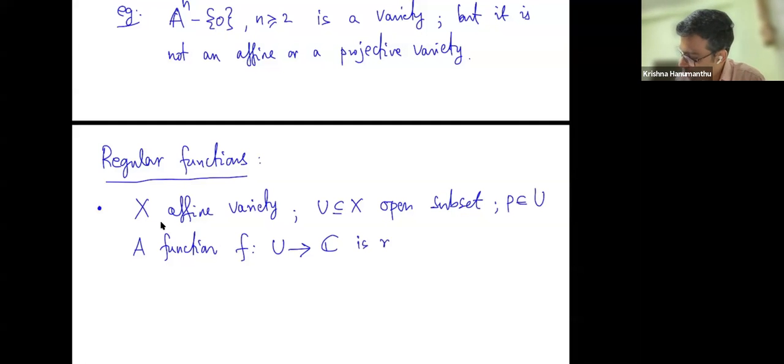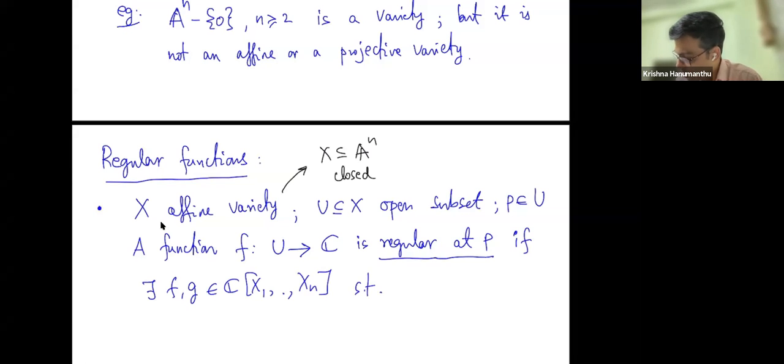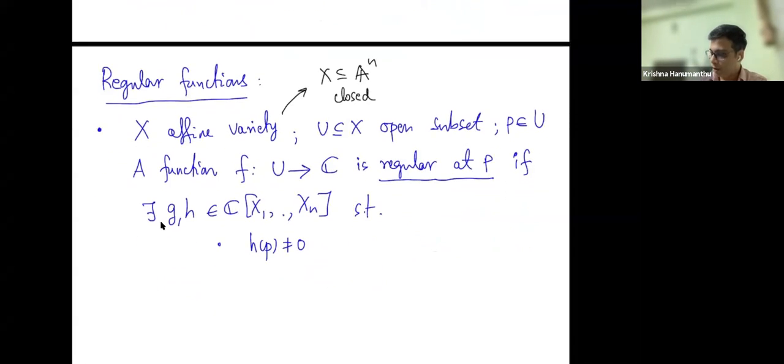Fix a point P in U. A function is said to be regular at P if there exist polynomials. Remember, if X is an affine variety, it by definition sits inside some A^n as a closed subset, so I have a priori fixed an n. These should be polynomials in n variables such that two things happen. I'll call f the regular function, and g and h are my polynomials. I want h of P to be non-zero.